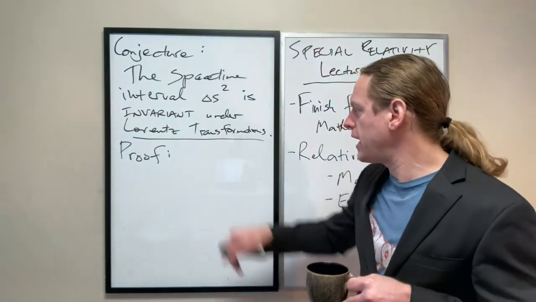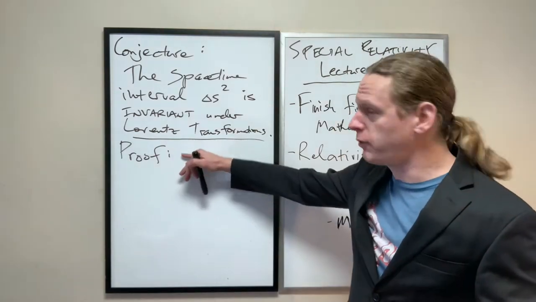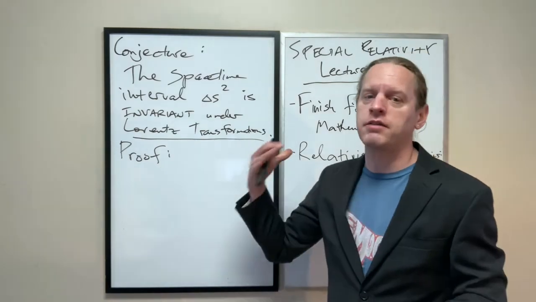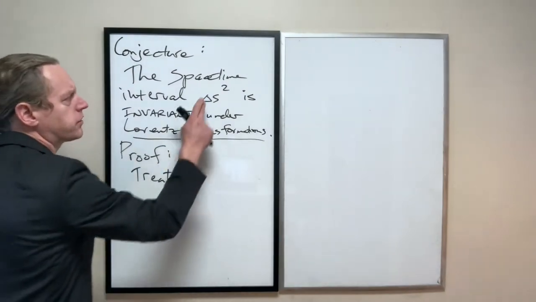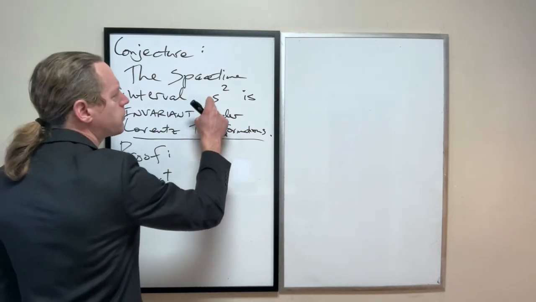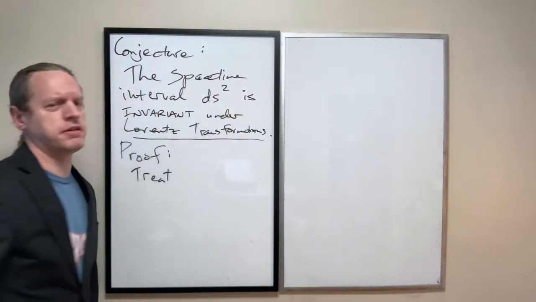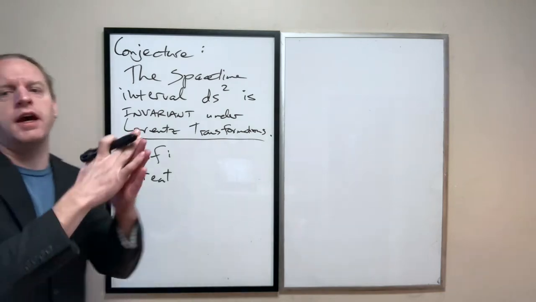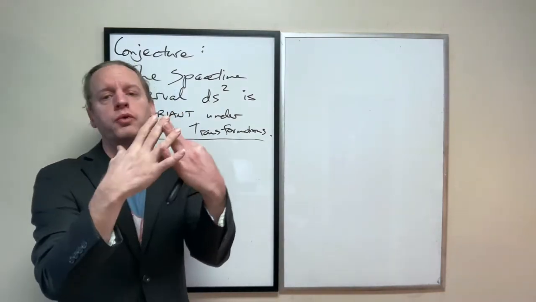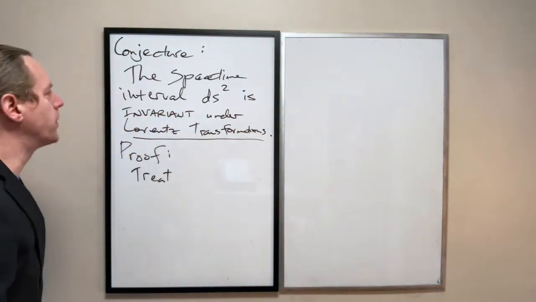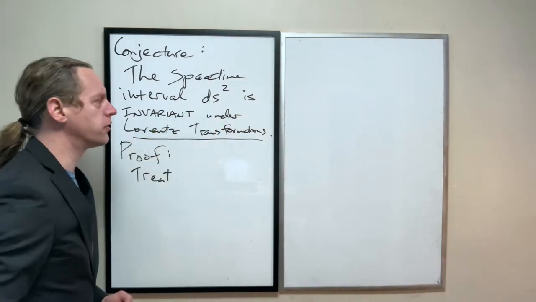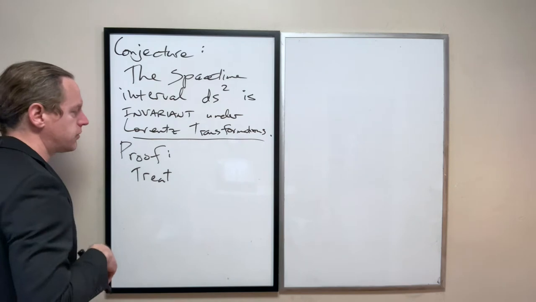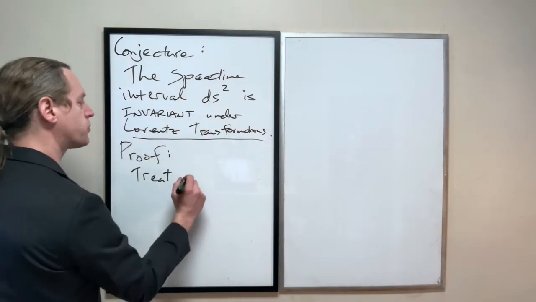Okay, so let's go through the proof of this, and we're going to set up the notation as we did last time, because that will be the crutches we lean on for this entire proof. One other crutch: I'm going to treat this as the differential element ds squared. Delta s squared is what you get if you integrate ds squared over a finite element, but ds squared is more fundamentally the differential space-time interval.